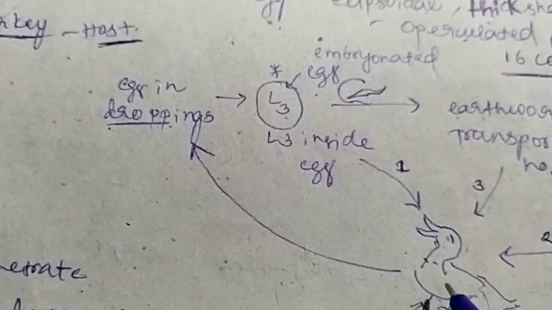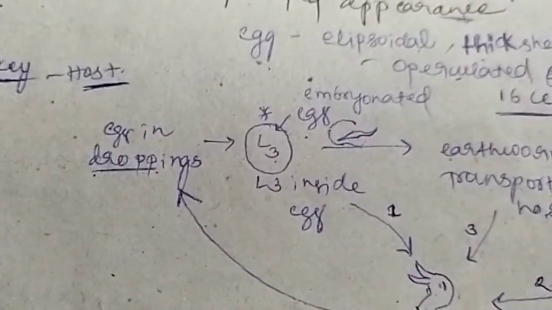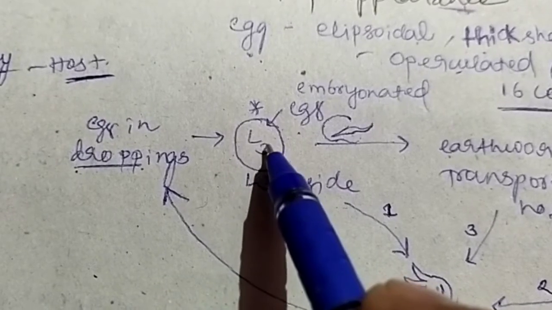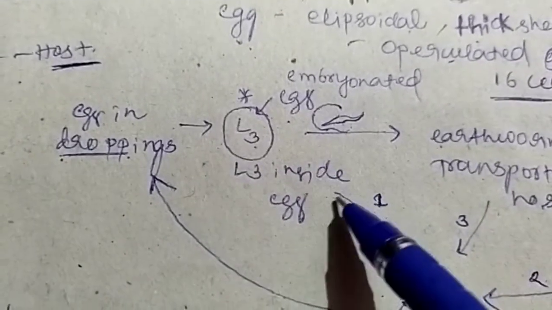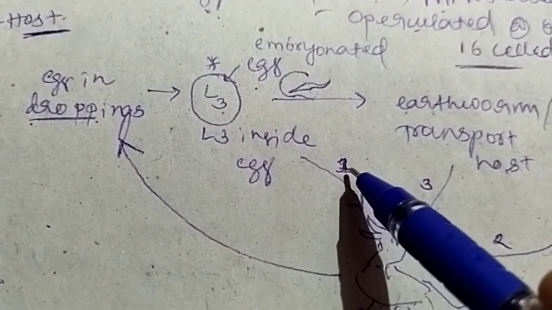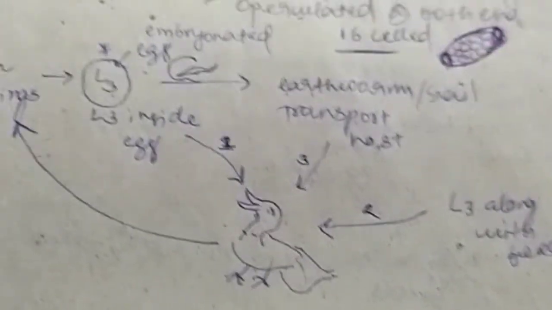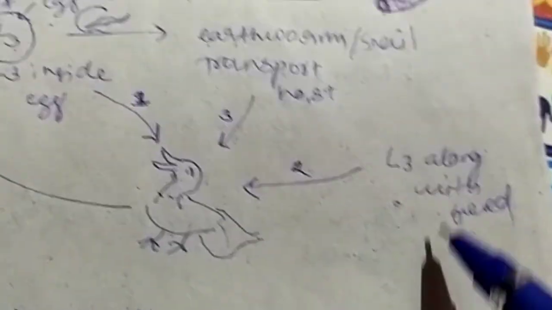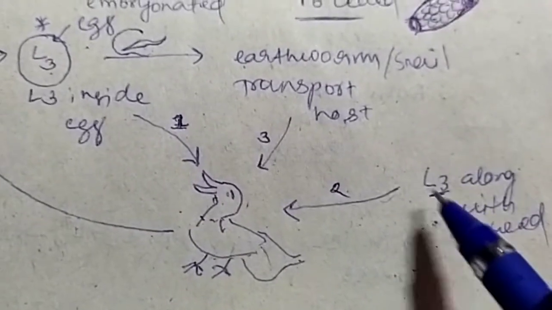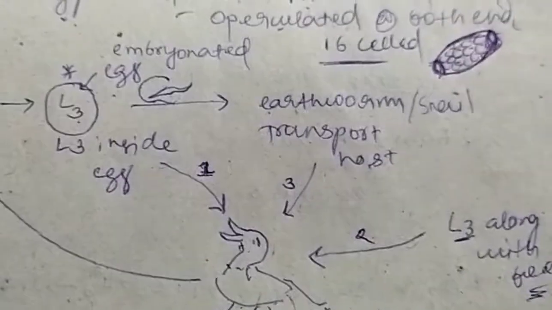Now let us come to the life cycle. The eggs are dropped in the droppings of the poultry, and later the eggs containing infective L3 stage larvae are directly ingested by the poultry. This might be one way of infection to the host. Sometimes the egg may hatch to liberate infective L3 stage larva, which can be ingested by the host while it is feeding.